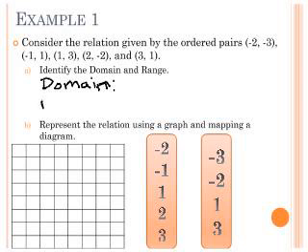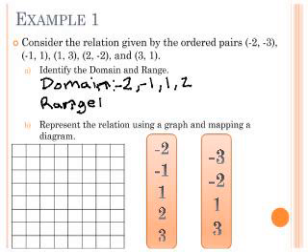And domain and the range. Apparently I have real problems writing "and". And range. So our domain in this case is going to be all the left numbers inside those ordered pairs. So our first set for domain is -2, and we have a -1, a 1, a 2, and a 3.